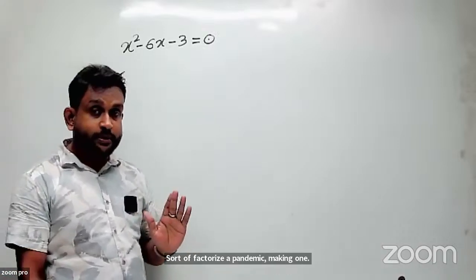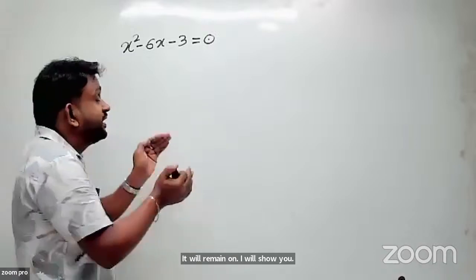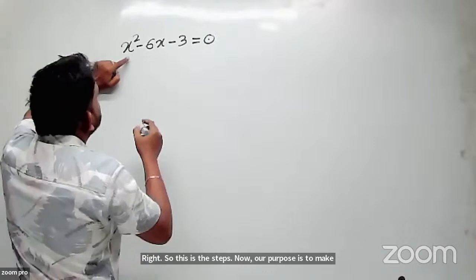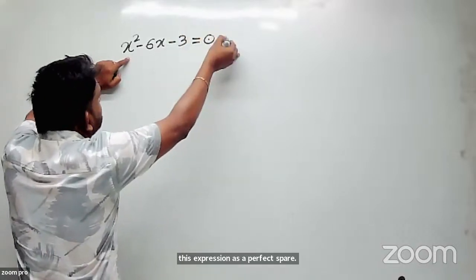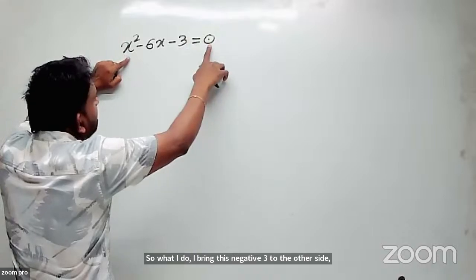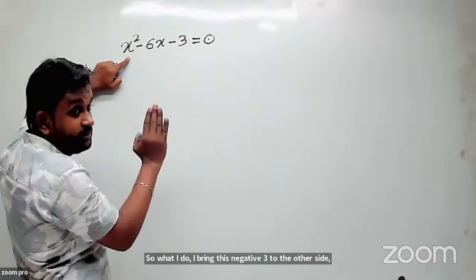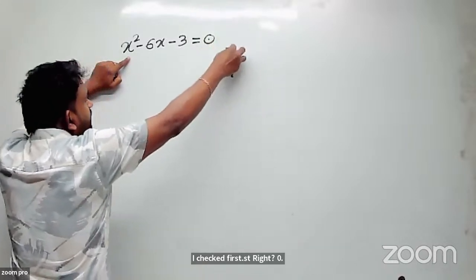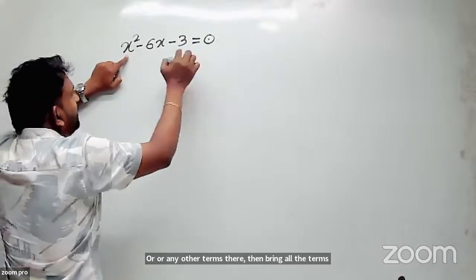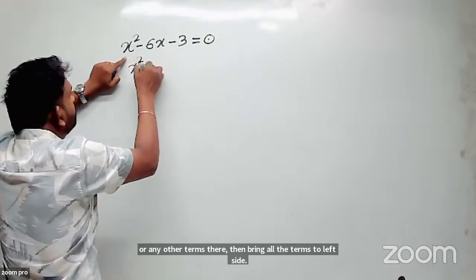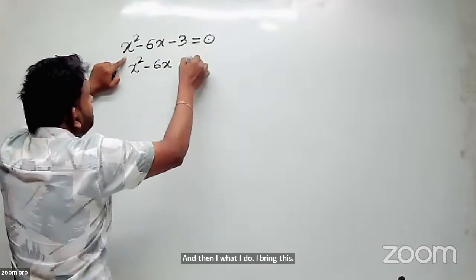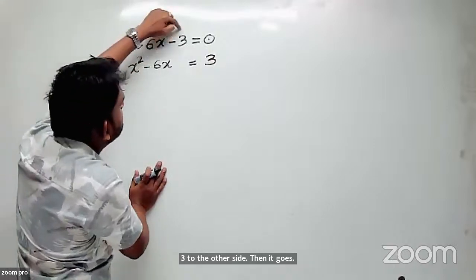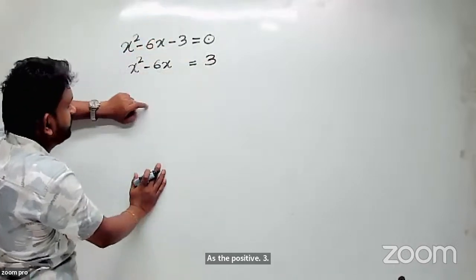Right. So these are the steps. Now our purpose is to make this expression a perfect square. So what I do, I bring this coefficient -3 to the other side and check whether the right side equals 0. I check first whether the right side is 0 or has any other terms, then bring all the terms to the left side. And then I bring this -3 to the other side, then it goes as +3. Okay, I pass this -3 to the other side, sign changes to +3.